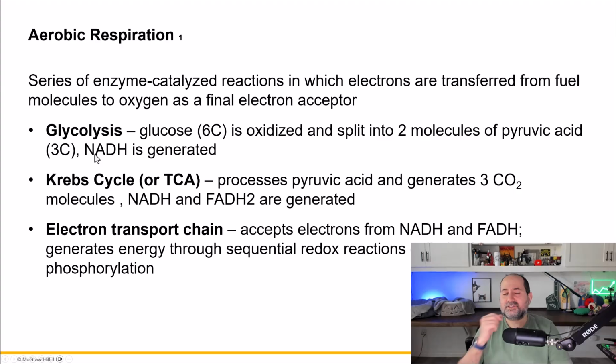And do you remember that you need to know the products of glycolysis, Krebs cycle, and that respiratory chain? So the products of glycolysis, you might want to make a note.